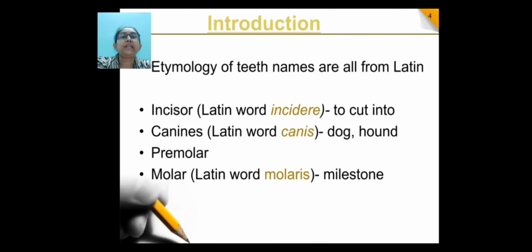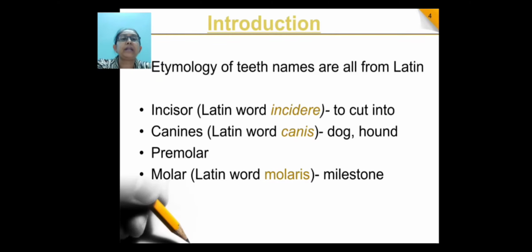So what is the etymology of the teeth? This means the origin. The terms that are given for the teeth, the origin of these names is basically from Latin. So for incisor, it is derived from insidiare, meaning to cut. Canine is derived from canis, meaning dog or horns. Premolar is derived because of its relation with the molar. Then molar is derived from molaris, which means millstone.